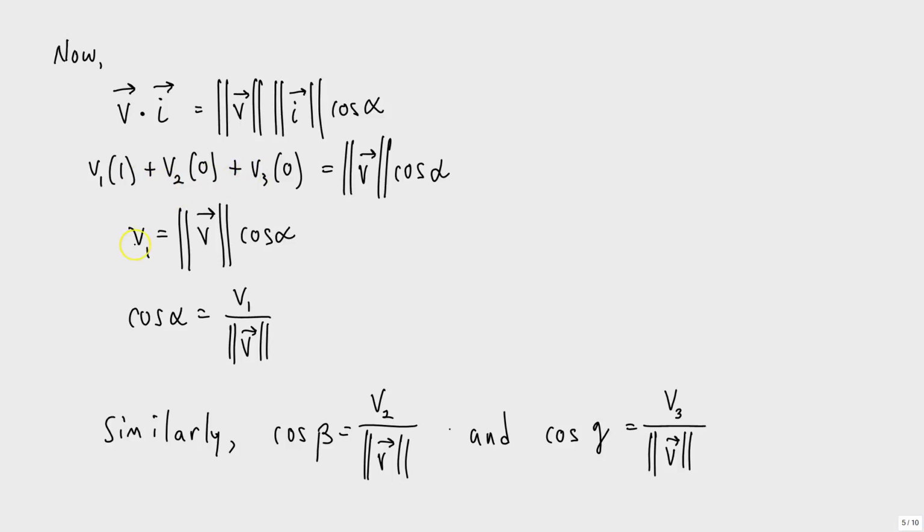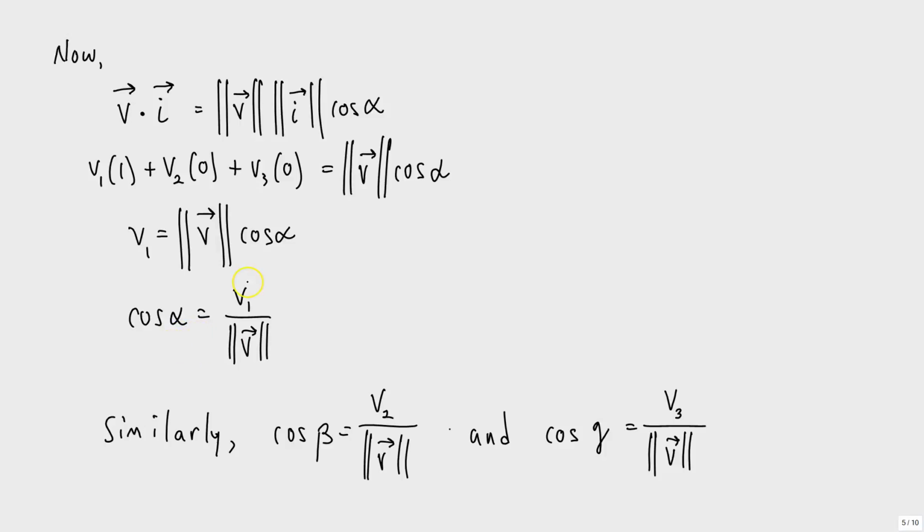We clean that up. We get v1 equals the magnitude of v times cosine alpha. We divide. It turns out cosine of the angle between i and v is just v1 divided by its magnitude. In other words, if you want this angle alpha for a given vector in standard position, you simply make a ratio of its first component divided by its length. And then you do inverse cosine to get the angle.